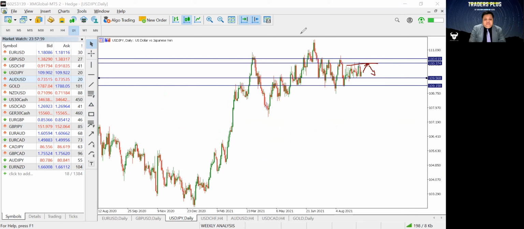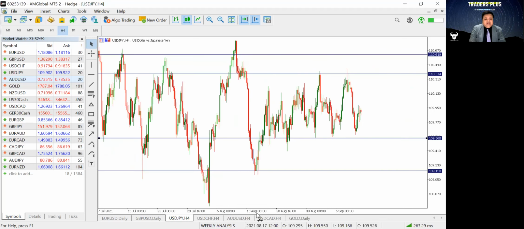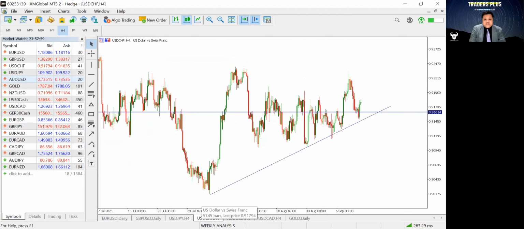But again, pwede naman din nasakyan yung paakyat. Kung pupunta rin lang naman yan dito, di pwedeng sabayan. Tapos pag nandito na, watch out, it might be rejected. Okay. So yun yung analysis ko dyan. Now let's check the USD CHF.